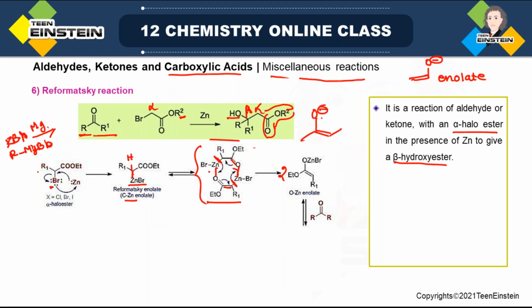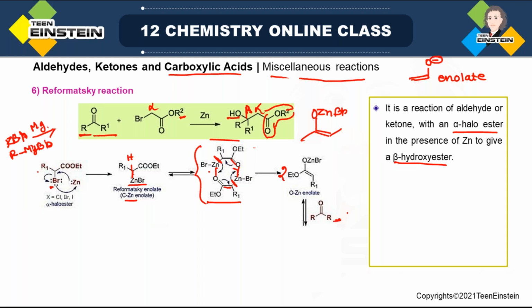Both sides there may be any bond, and in this negative charge, if you remove this negative charge and write OZnBr, it is as if oxygen Zn enolate. It is actually an enolate, but as there is a negative charge, instead of writing the negative charge we have written ZnBr, so that is why we are calling it OZn enolate.